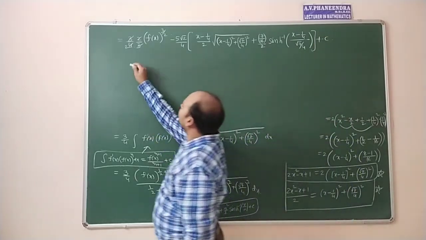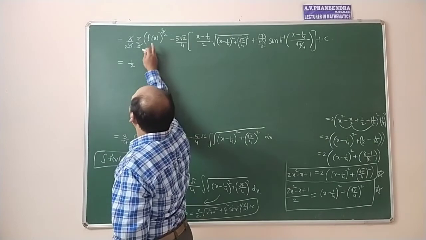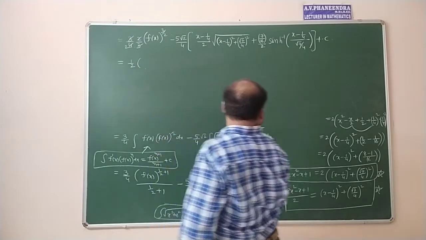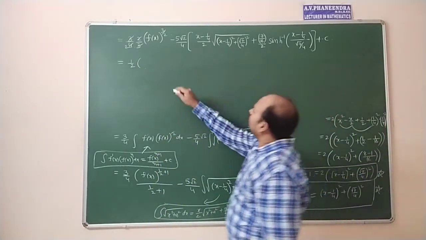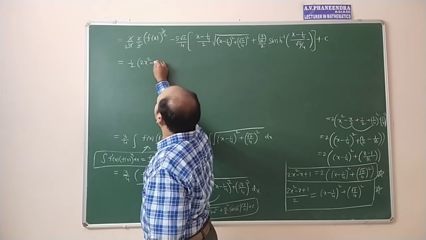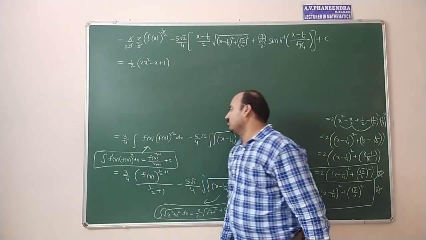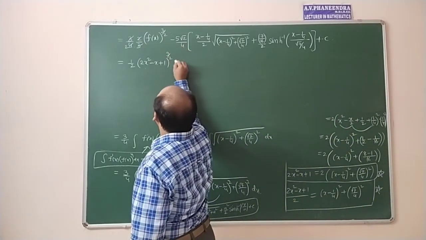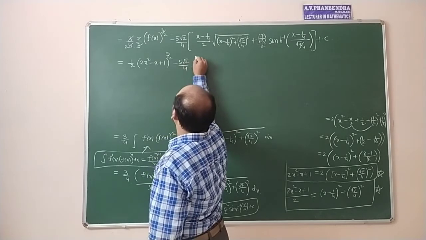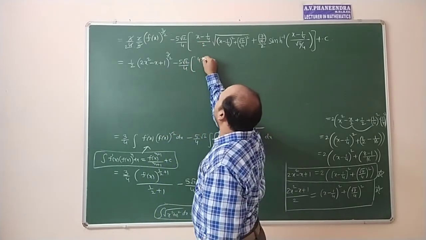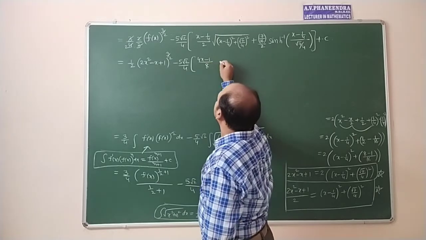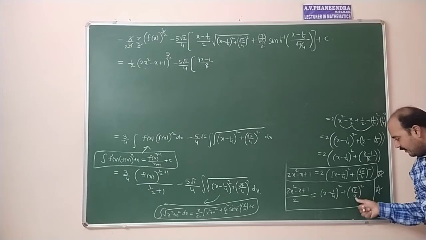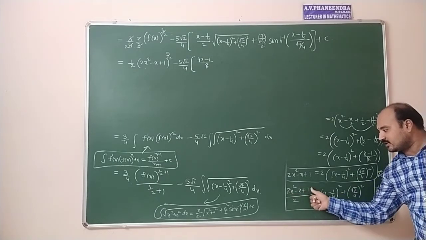Now here 1 by 2. f of x. What is f of x? We assumed here, f of x is the previous one. It is there: 2x square minus x plus 1. That is f of x whole power 3 by 2 minus 5 root 2 divided by 4, and keep bracket. LCM take 4x minus 1 divided by 4 into 2 is 8. In place of (x minus 1 by 4) whole square plus (root 7 by 4) whole square, we can write it as 2x square minus x plus 1 by 2 only.